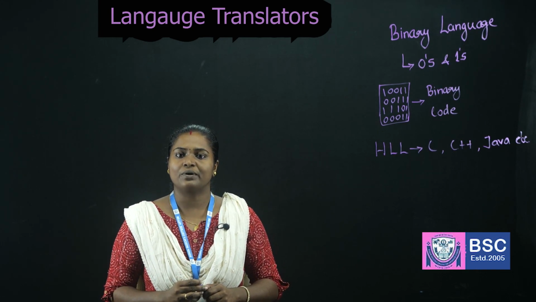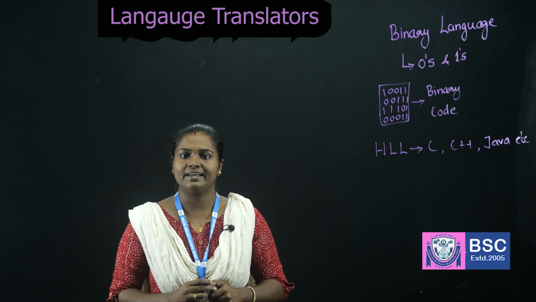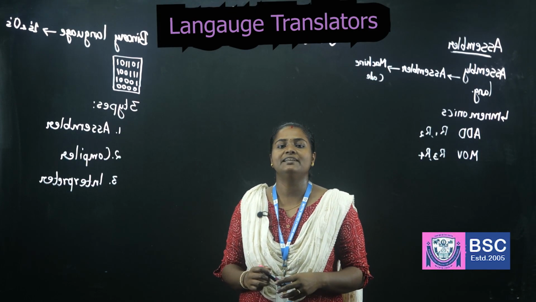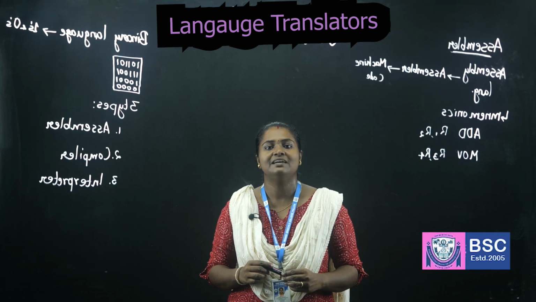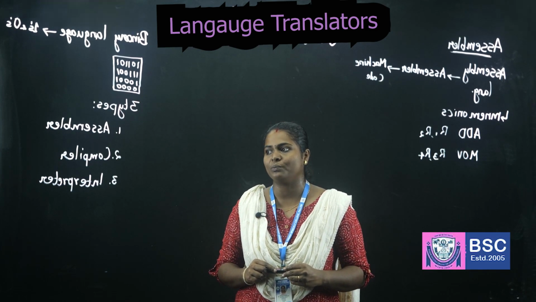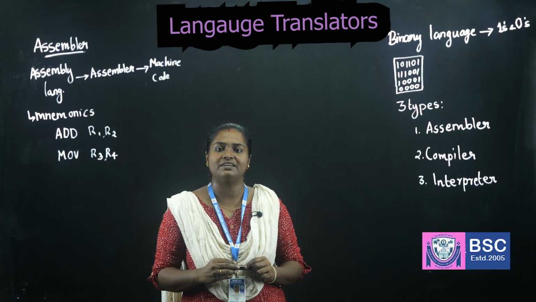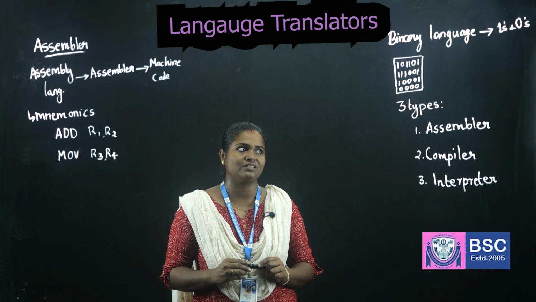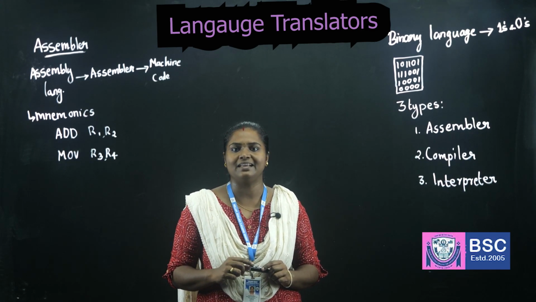Here, in C programming, we are using three types of language translators called assembler, interpreter and compiler. The first one is assembler. This is used for converting assembly language into machine readable format, and the next, compiler and interpreter, both are used for converting high level language into machine readable format or binary language. So we have three types of language translators: assembler, compiler and interpreter.